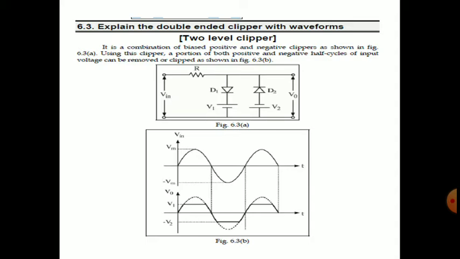Okay, that is also called a two-level clipper. Two levels will be there, that is, one is VR1 and the second is VR2. You can consider it like that.